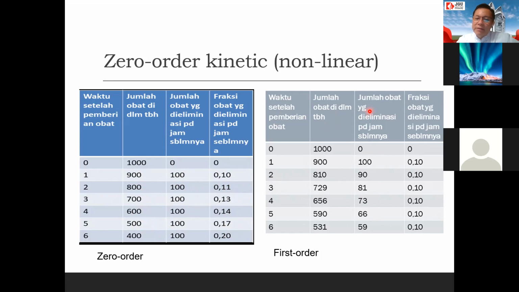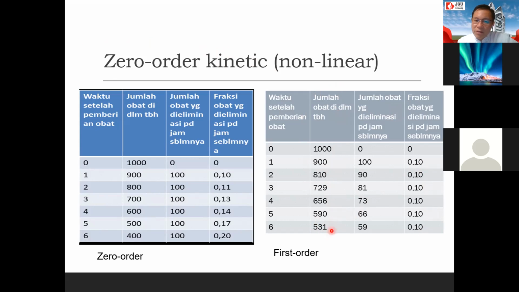And then, but the first order is different. Yeah, the fraction is the same. But this is different, the difference in the amount of drug. But the fraction is the same. Okay, now it looks like if you use zero order, first order, it is slower to get rid of the drug, right?